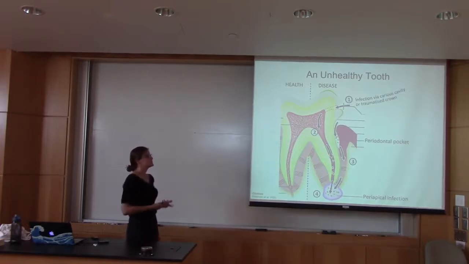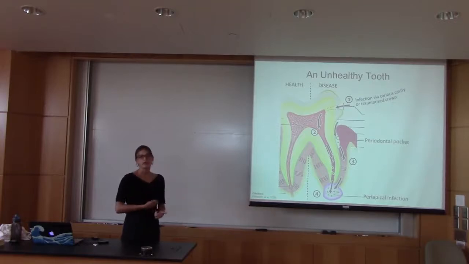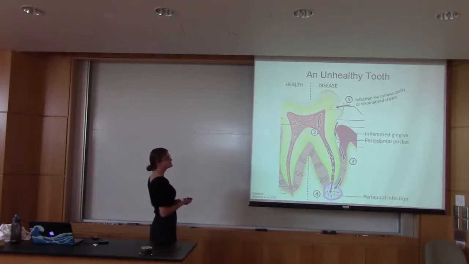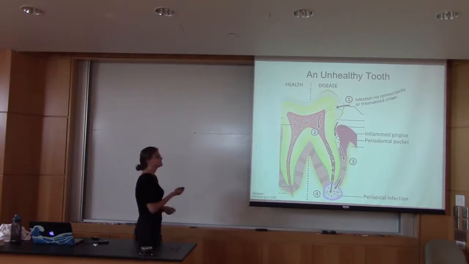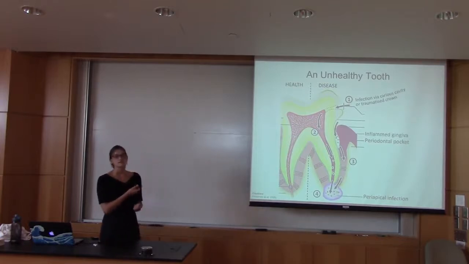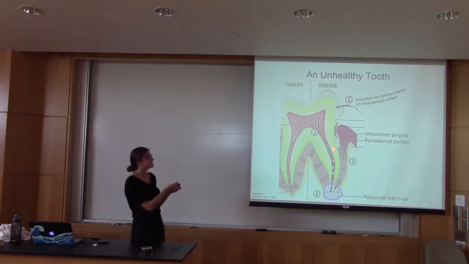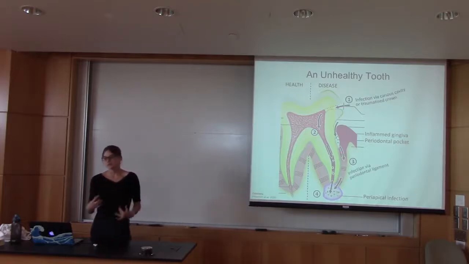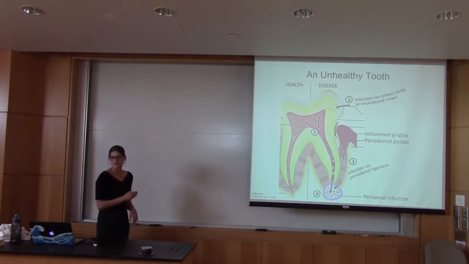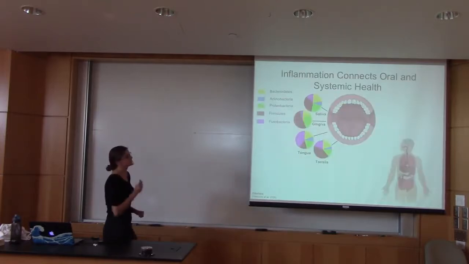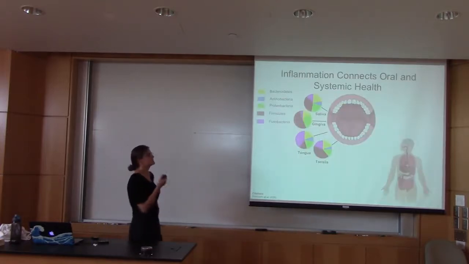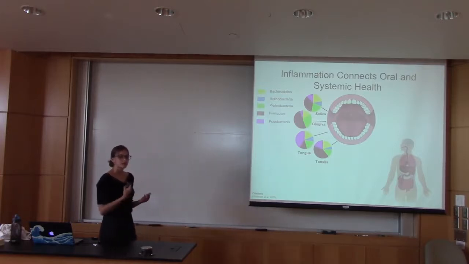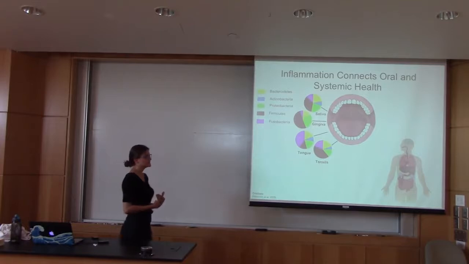So if too much bacteria aggregates in the periodontal pocket, then it can cause inflamed gingiva, or gingivitis. And this inflammation and also the bacteria themselves can leach through the gum line right here and reach the circulatory system and travel through the rest of the body. So, as you can see, inflammation is a huge thing here, and the inflammation that's occurring in the oral cavity can transfer to the rest of the body through the gum line and into the circulatory system.